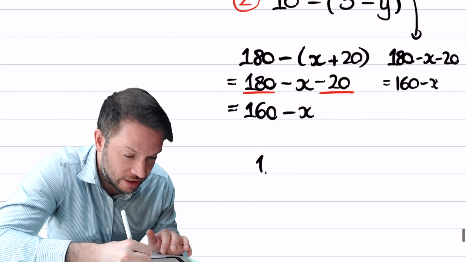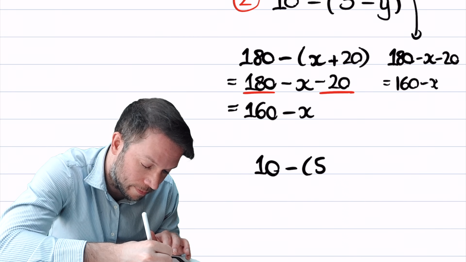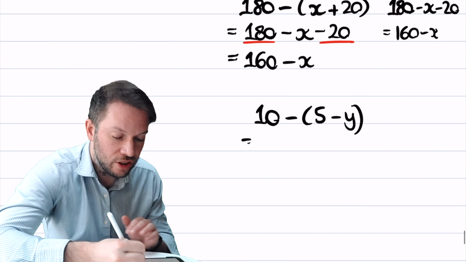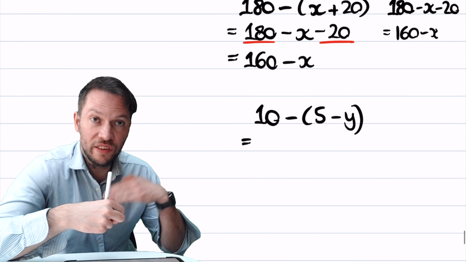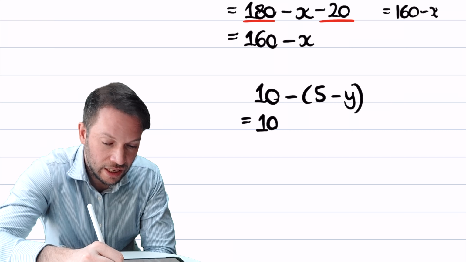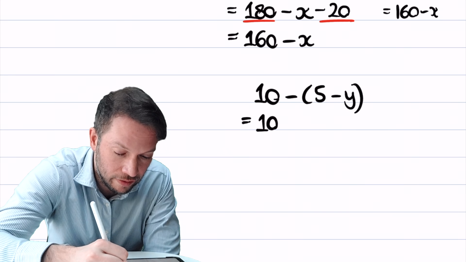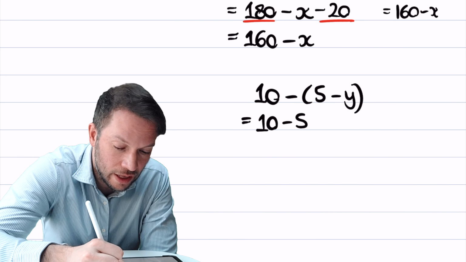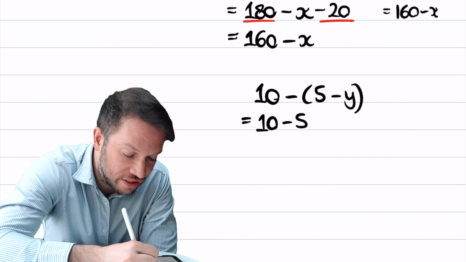So we've got 10 minus 5 minus y. Now, if we do the way where we think we subtract each thing inside the bracket, we've got the 10 on the front, minding its own business. Now we're subtracting the 5, so it's going to be minus 5, and we're subtracting minus y. Now, when you subtract minus y, remember when you subtract a negative, you end up adding it, so it's actually going to be plus y.